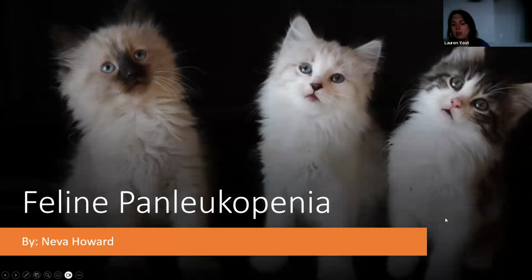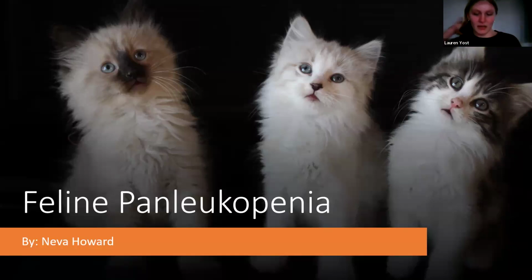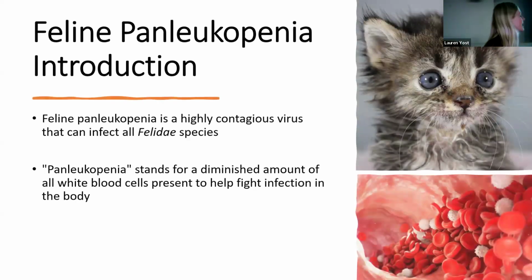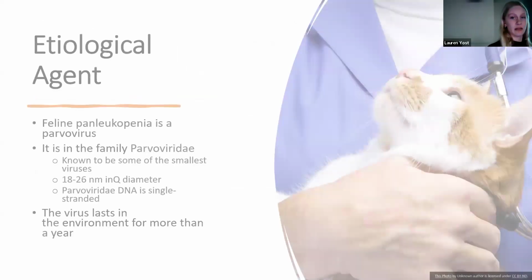All right, you should be able to click or scroll or use the arrows for this. These will work. Okay, so I did mine on feline panleukopenia. Panleukopenia is a highly contagious virus that can infect all felidae species. So this is going to include the domestic cat and then large wild cats as well. The word panleukopenia stands for a diminished amount of all white blood cells present to help fight infection in the body, which we have learned white blood cells are very important.